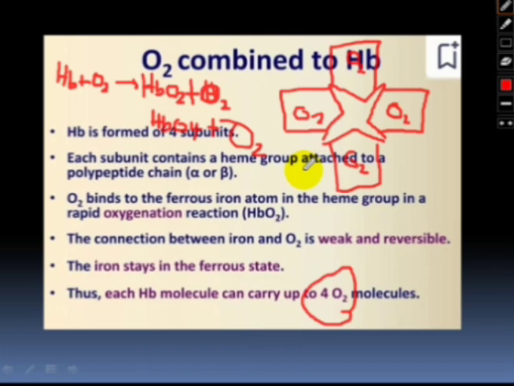Alright. Look. The blood is flowing. And in that blood there is hemoglobin. And as that blood is flowing, the hemoglobin takes oxygen.